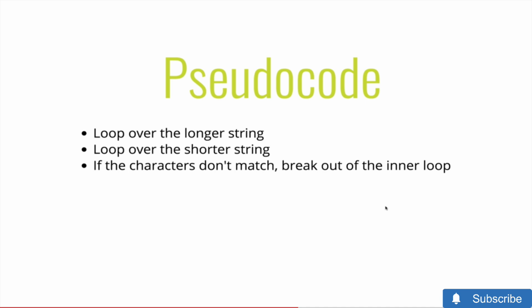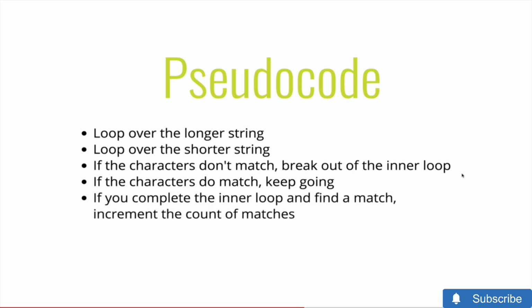Basically, if the characters don't match, break out of the inner loop, so stop. And if they do match, if we find a match for O, for example, in OMG, then you move on to the next character. Keep going until you hit the end of the short string. And if you do hit the end of that short string, that means that you found a match. So if you complete the inner loop, find a match, increment the count of matches, and then return the count at the end. And so if count should start at 0, we don't need to have any special error handling. If there are no matches, count stays at 0. So just return the count at the end.